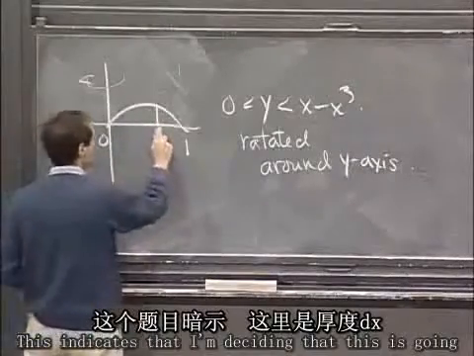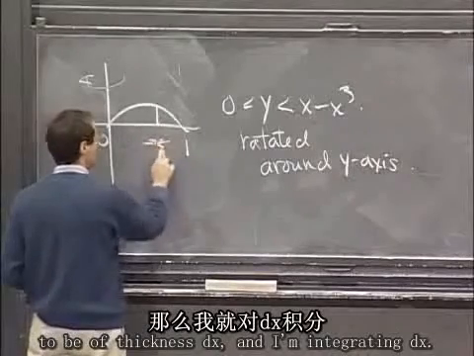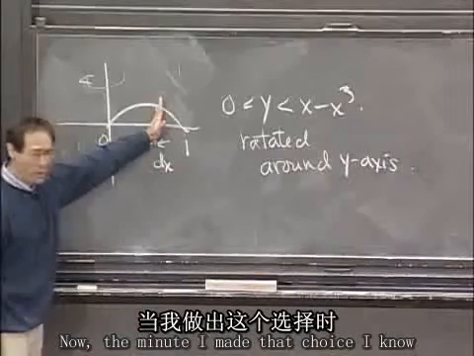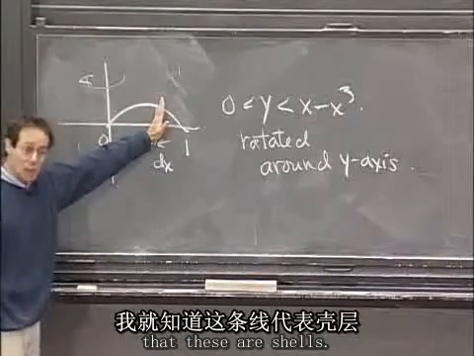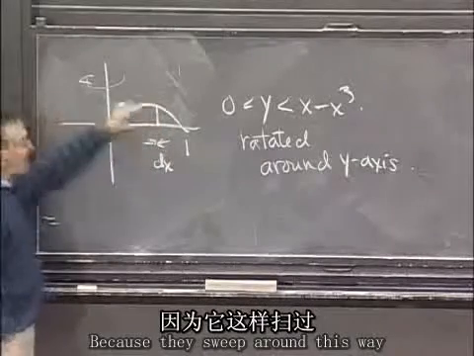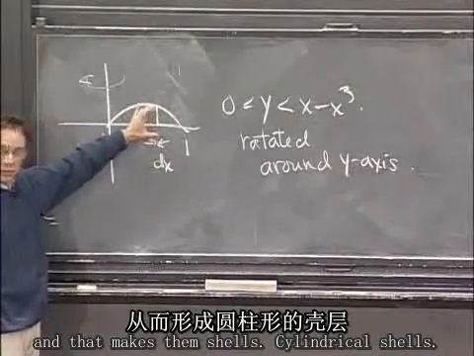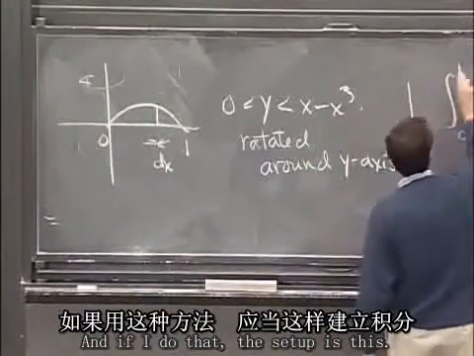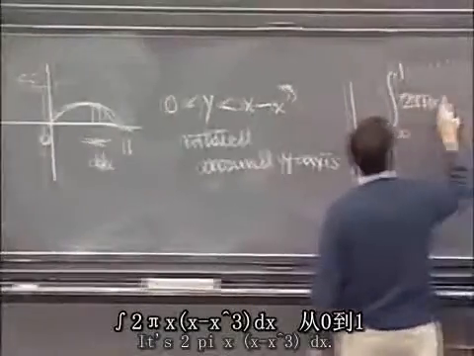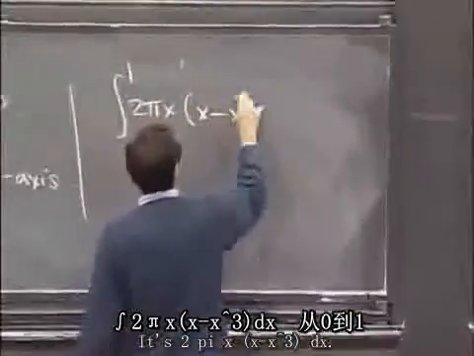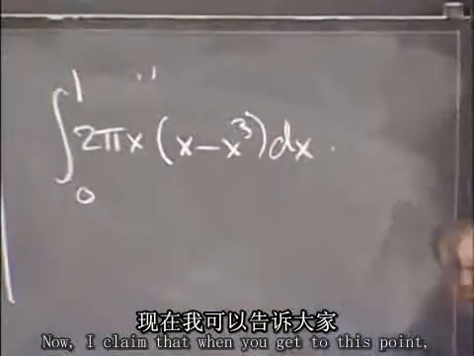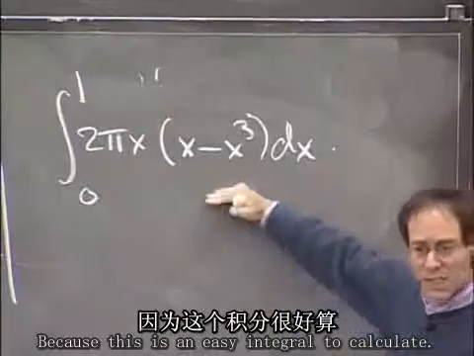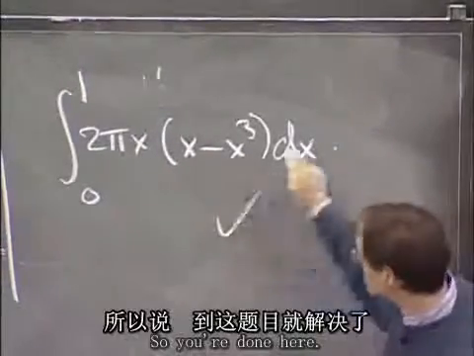This indicates that I'm deciding that this is going to be a thickness dx, and I'm integrating dx. So that's a choice that I'm making. Now, the minute I made that choice, I know that these are shells because they sweep around this way, and that makes them cylindrical shells. And if I do that, the setup is 2 pi x times x minus x cubed dx. Now, I claim that when you get to this point, you already know you've won, because this is an easy integral to calculate. So you're done here.